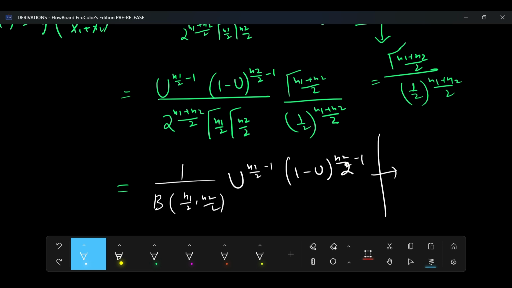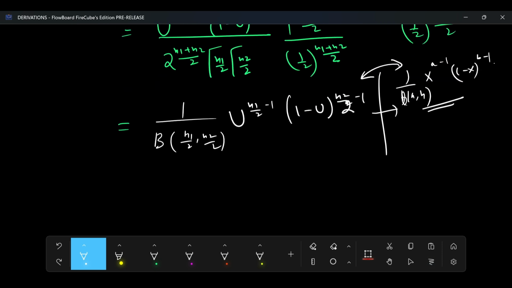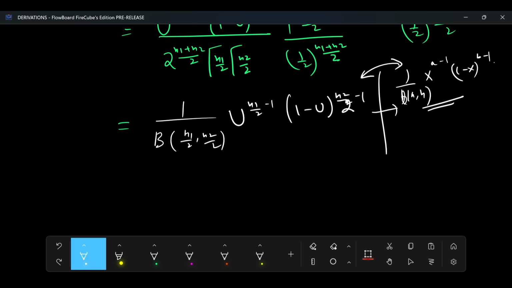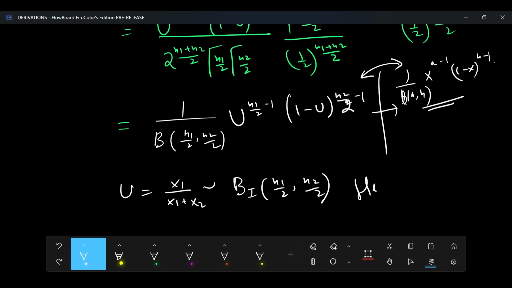So let's compare with the beta distribution with parameters a, b. This is x^(a-1) (1-x)^(b-1). So this is similar to this. So u follows beta first kind. So u, that is equal to x1 divided by x1 plus x2, will follow beta first kind (n1/2, n2/2), hence proved.